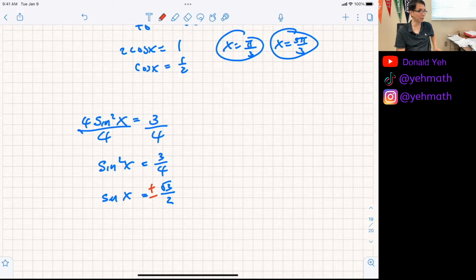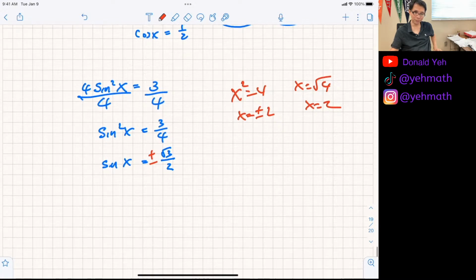You're gonna get two values. You gotta know your SAT type. X squared is equal to 4. X equal to plus minus 2. X equal to square root of 4 is X equal to 2. So make sure you understand there's a plus minus. And therefore you will get 4 solutions. What are those 4 solutions?